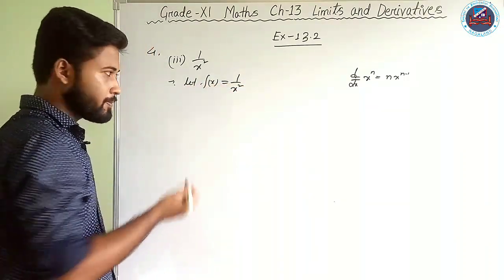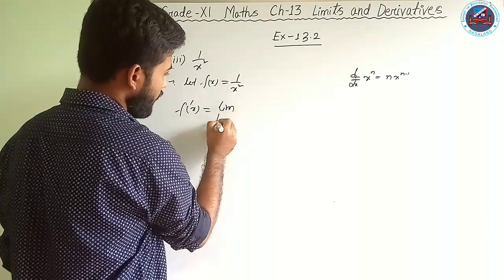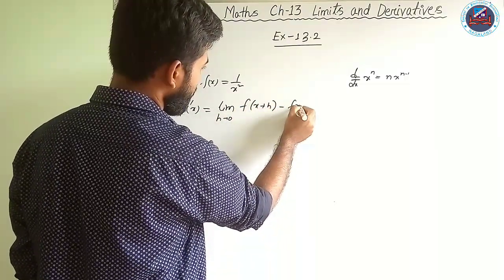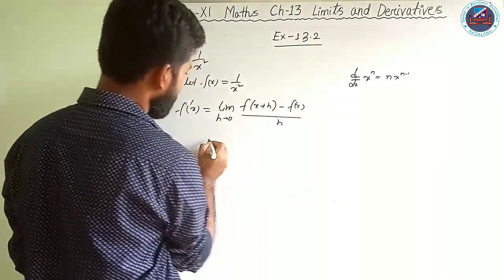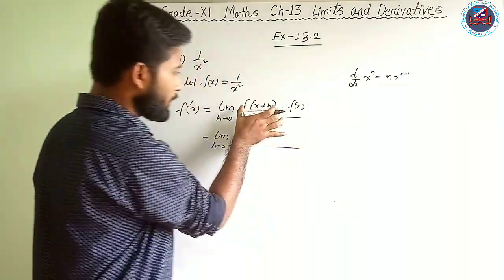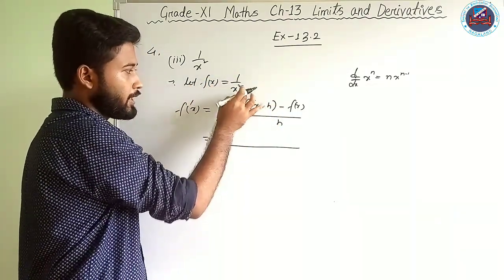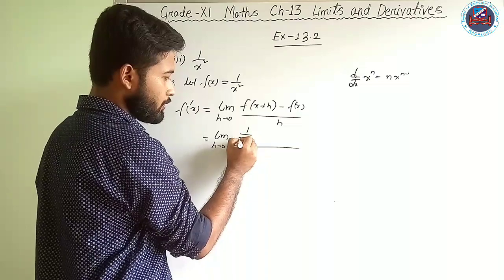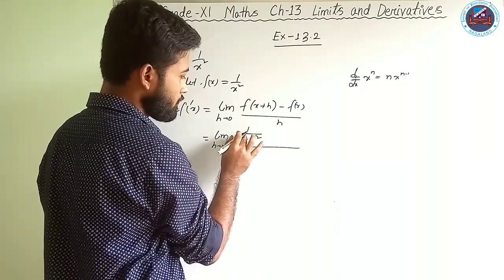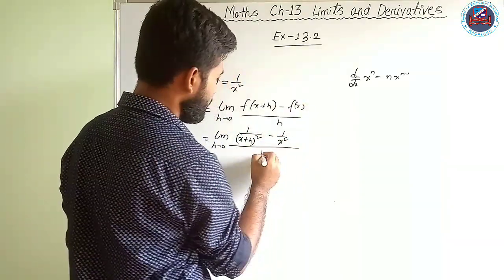Now what does the first principle say? f'(x) is equal to limit h tends to 0 of [f(x+h) - f(x)] divided by h. Now what is that? It is equal to limit h tends to 0. In place of f(x+h), see, when it was f(x), we had 1 by x square. If it is x plus h, it will be 1 by (x+h) whole square, minus, what is f(x)? 1 by x square, divided by h.